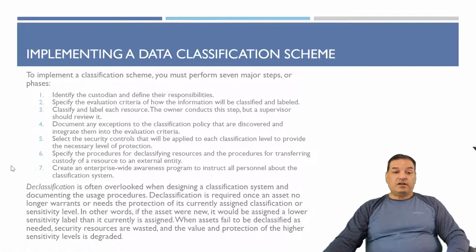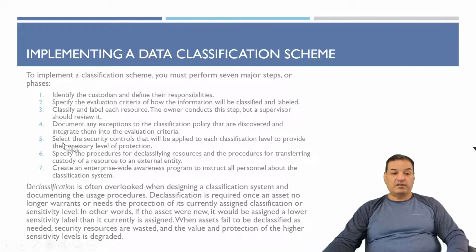Implementation of the data classification scheme, you must perform 7 steps. Identify the custodian and define their responsibility. Who are the data custodians in your organization? Specify the evaluation criteria of how the information will be classified and labeled. The more people understand it, the better it is. Classify and label each resource. The data owner is the one who conducts this step, but a supervisor should review it. Document any exceptions to that classification policy that are discovered and integrate them into the evaluation criteria.